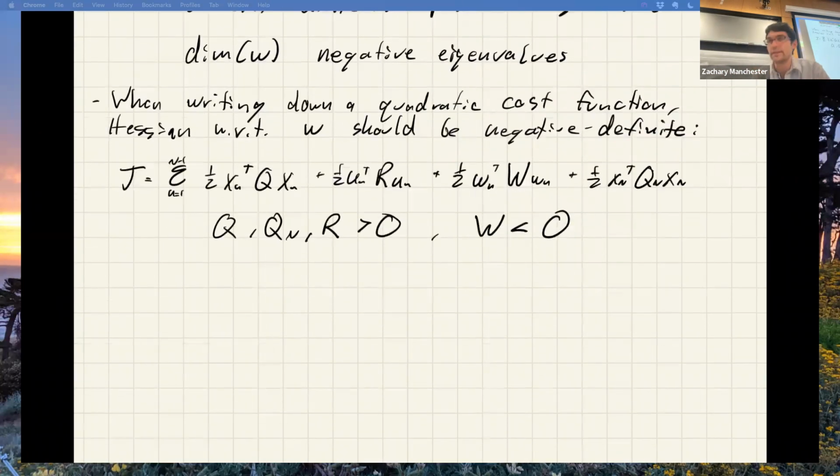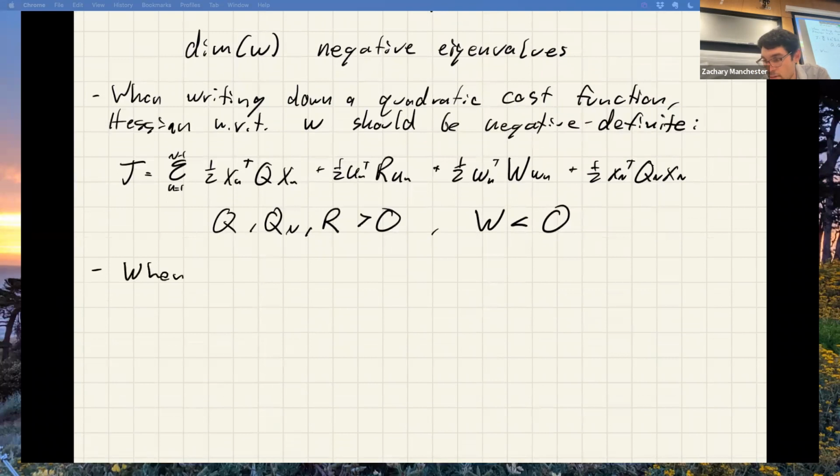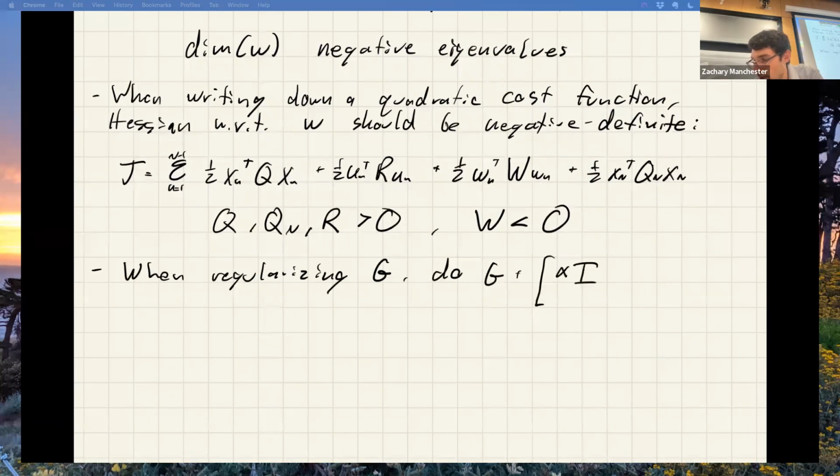Similarly, if I need to regularize this to make sure I'm getting a saddle point, we'd end up regularizing G in the backward pass. We do the same sort of thing you would do on a KKT system. You'd have a positive regularizer for the XU stuff and a negative one for the W stuff.